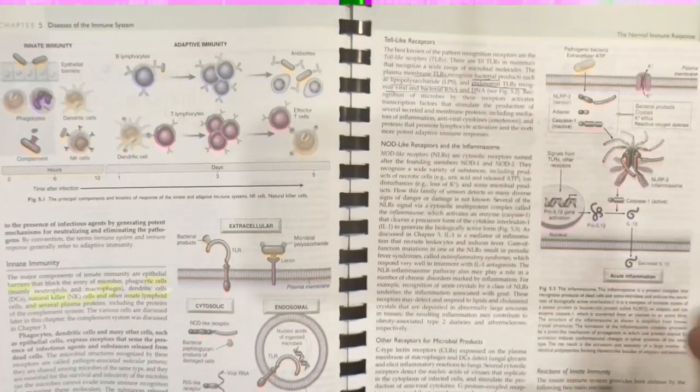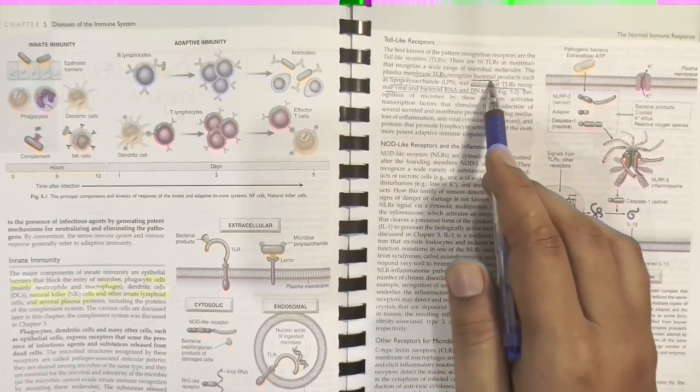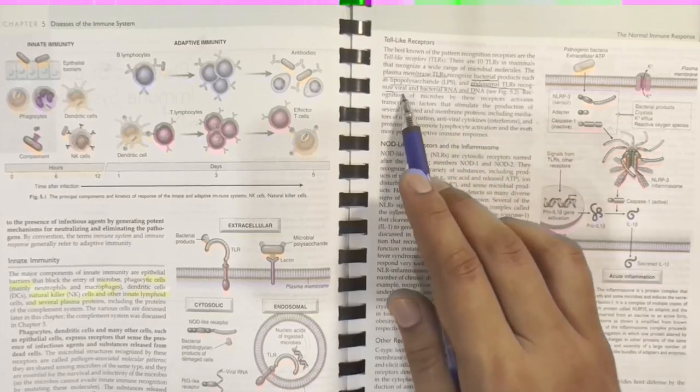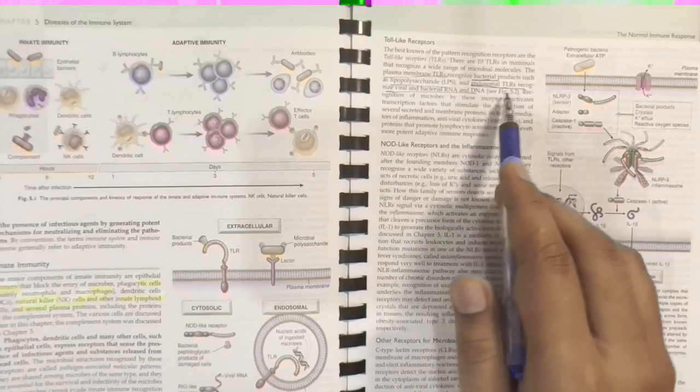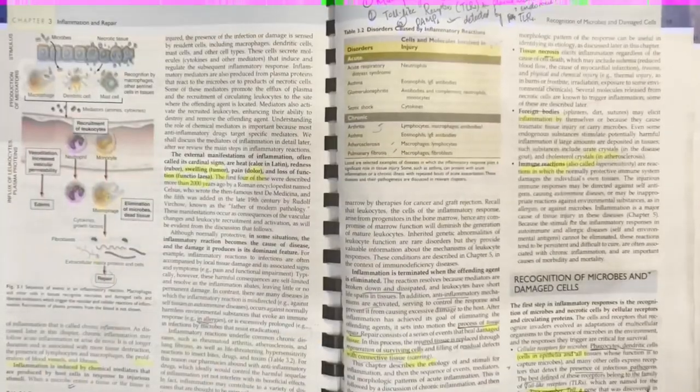As also written here, in the plasma membrane, toll-like receptors identify bacterial products such as lipopolysaccharides, while endosomal toll-like receptors recognize viral and bacterial DNA and RNA. So these were toll-like receptors.